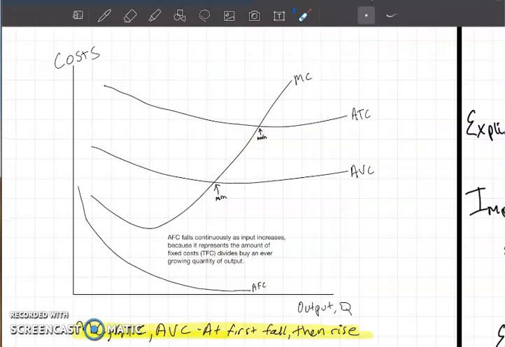Lastly, we can see in this diagram all of our average cost curves as well as our marginal cost curve. We can see how they relate to each other: our marginal cost curve, average total cost curve, and average variable cost curve. So marginal cost curve, average variable cost curve, and average total cost curve all at first fall, and then they'll rise. There's a clear distinction between these curves and our average fixed cost curve. Our average fixed cost curve is only falling. We're dividing a fixed number by an ever-increasing number of output, smaller and smaller and smaller.